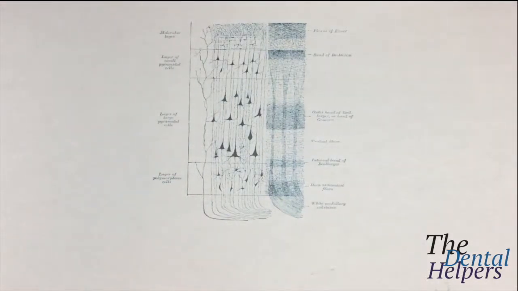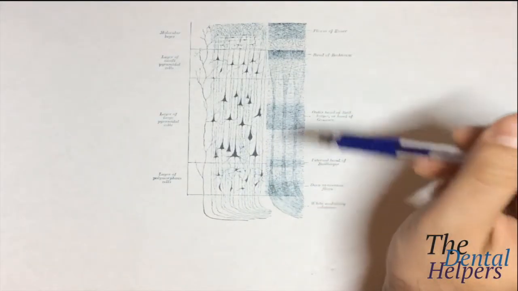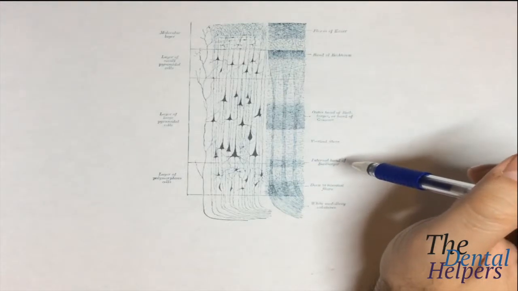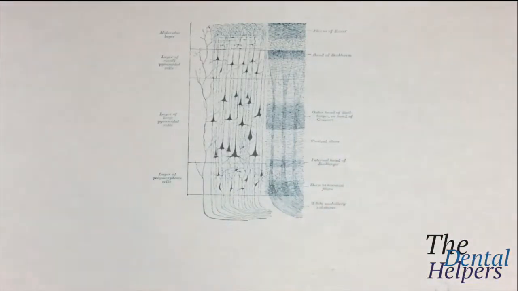So this next video is going to look at the layers, the 6 layers that are associated with the neuronal cell bodies of the CNS. And these are found in the cerebral cortex.